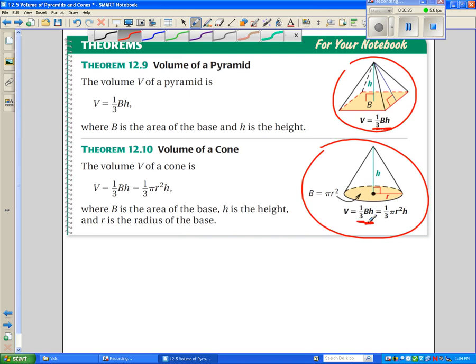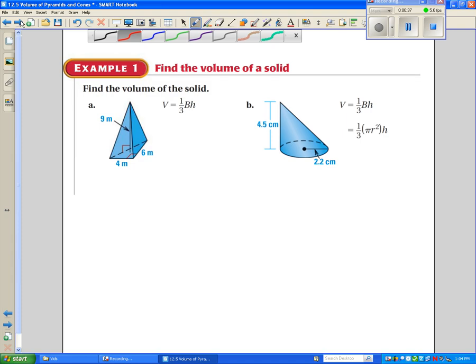With that, we can start solving some problems, like example number 1. All we have to do in this case is find the base, multiply by the height, divide by 3. That's the volume. This is given on the formula chart. Notice this triangle right here is a right triangle. The little base of that triangle is 4 times the height of that triangle, which is 6, and this is going to be multiplied by 1/2. All of this is the capital B.